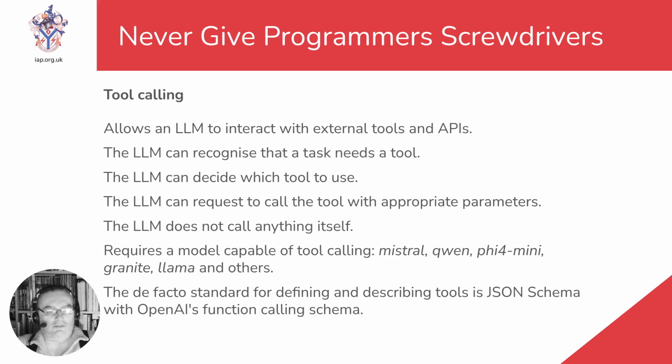from the tool. It is the model that interprets and reasons about the prompt and then decides which tools are needed for a response. This allows for a very loose coupling of prompts and tools, with the model deciding when a tool is needed and how to use the response. Tool calling does require a model that understands tools, for example, Mistral, Qwen, Phi-4 Mini, Granite, Llama, and others. The de facto standard for how to define and describe tools a model can use is JSON schema with OpenAI's function calling schema.